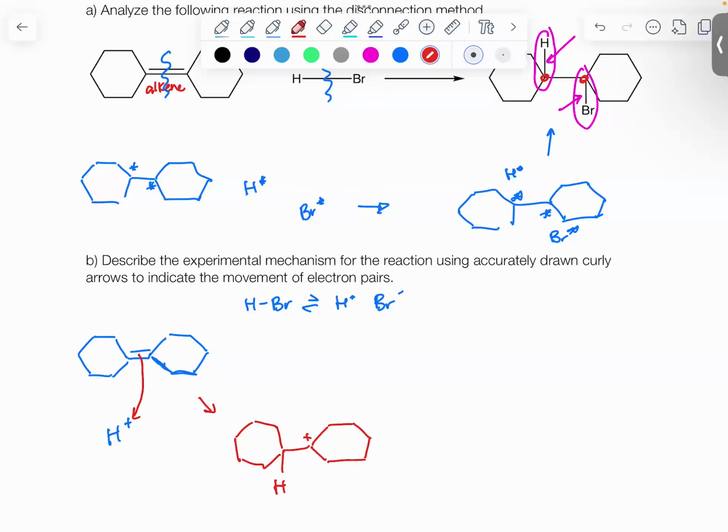this carbocation intermediate. But remember that we also have that bromine floating around. And so it has just enough electrons to help us out here. And we get the addition to our alkene.